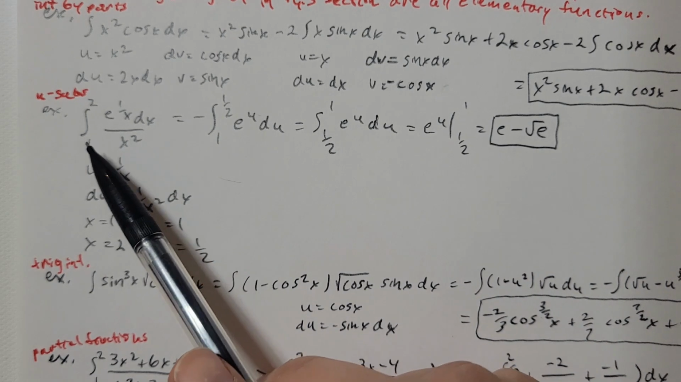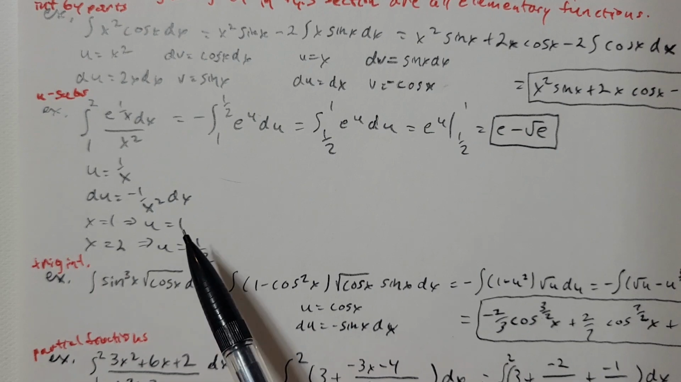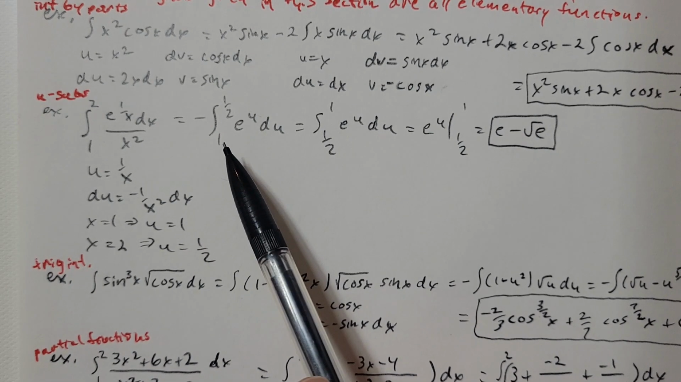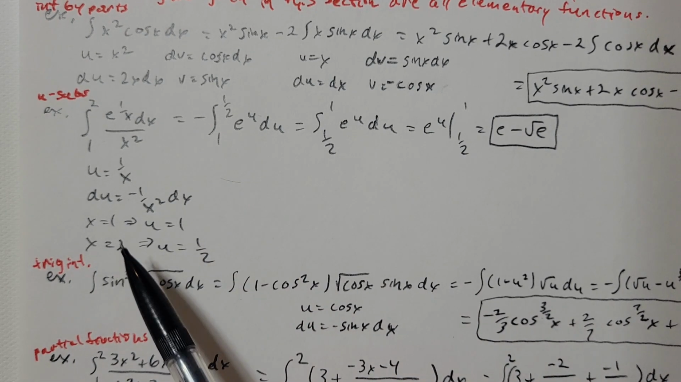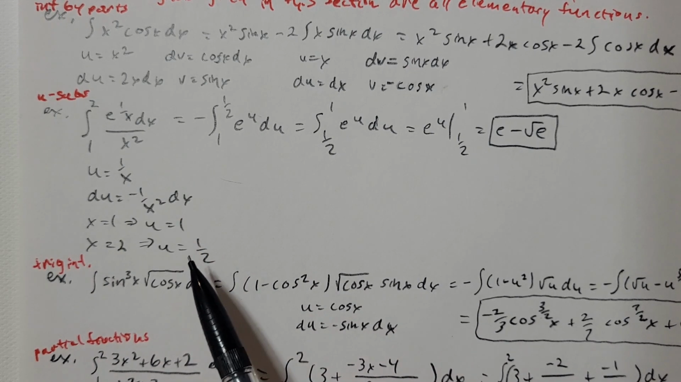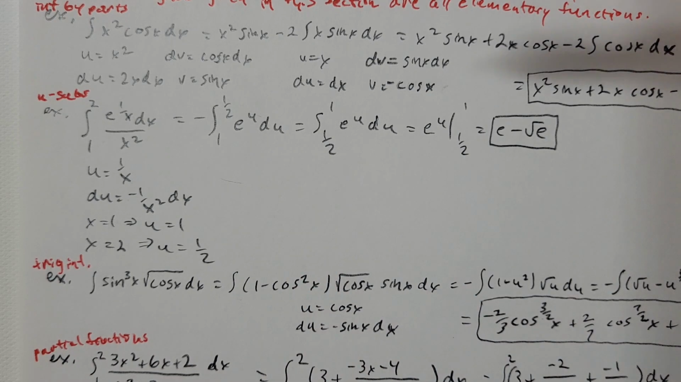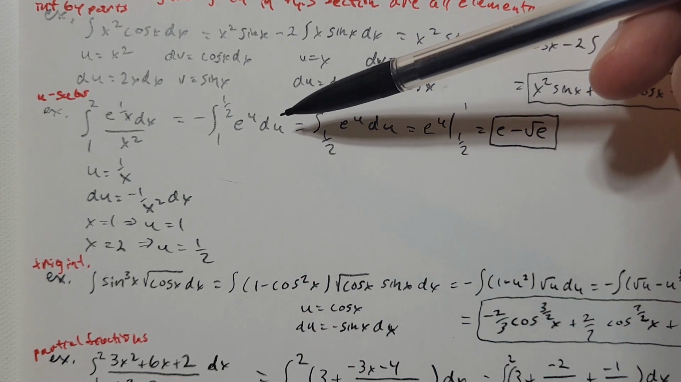If x is 1, u will be 1 over 1, which is 1. Okay, so that's the lower bound there. And if x is 2, the upper bound, 1 over 2 is 1/2. So I'll be going from 1 to 1/2, integrating e to the u du.